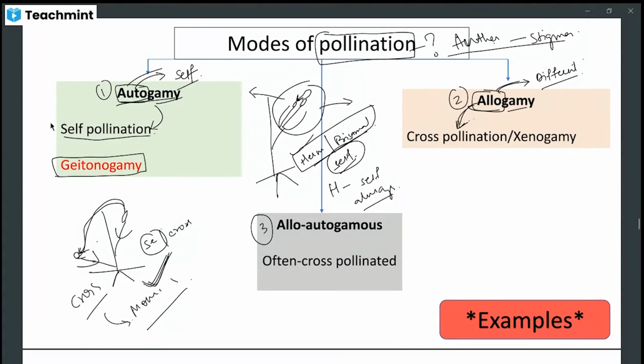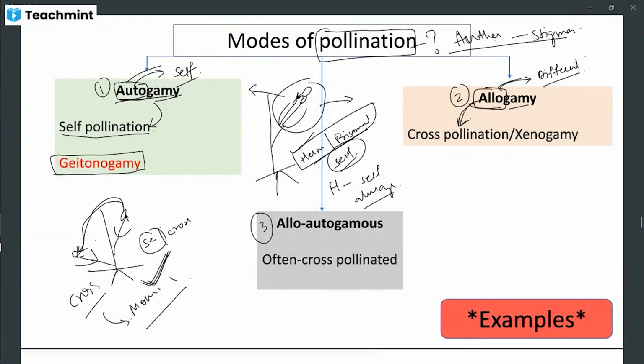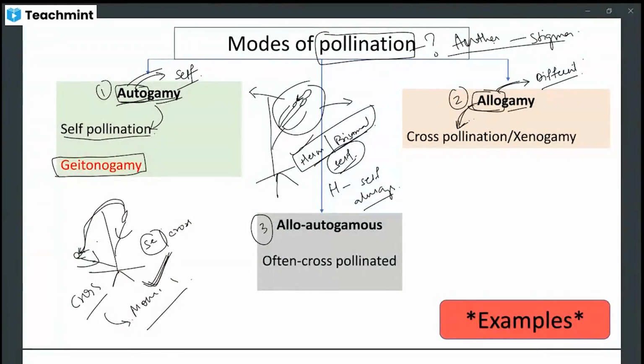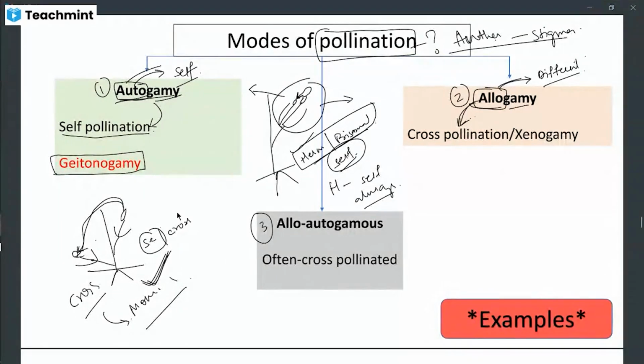Yes, sir. Okay. So getinogamy, how do you define it? Transfer of pollen from the anther of the same plant to the stigma of the same plant, but they are located in different flowers. So transfer of the pollen from the anther of one flower to the stigma of the other flower on the same plant is known as getinogamy. And you know about cross pollination: if the pollen transfers from this anther to that stigma on a different plant, we call it cross pollination.